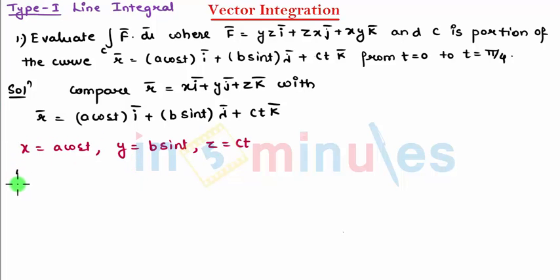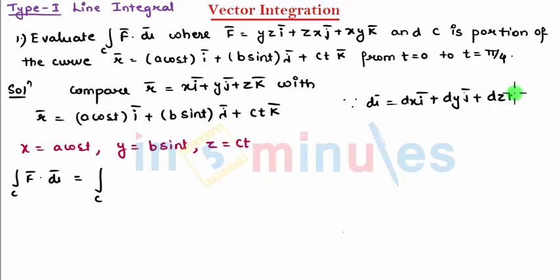So starting with the integral of F bar dot dr bar, we know that dr bar is dx i plus dy j plus dz k. So after doing F bar dot dr, I get yz dx plus zx dy plus xy dz. So I got this. Now after this, I need to substitute.